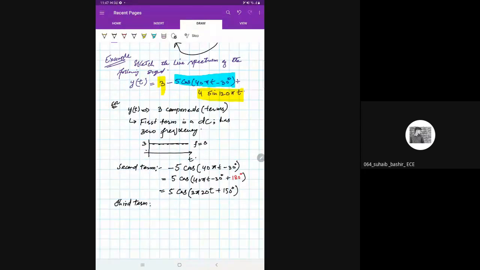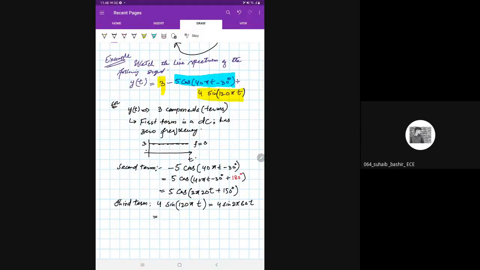Okay. The third term is 4 times sine of 120 pi t. This is my third term. We can write it down. The amplitude is positive, so it is 4 times sine of 2 pi 60t. Okay, 2 pi omega t, if we write it in this form.